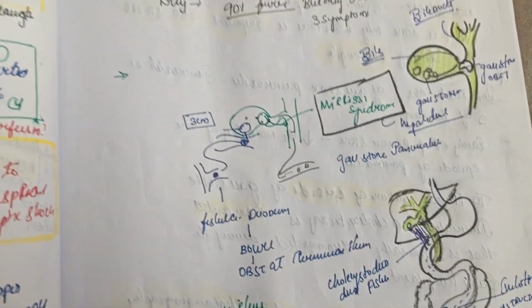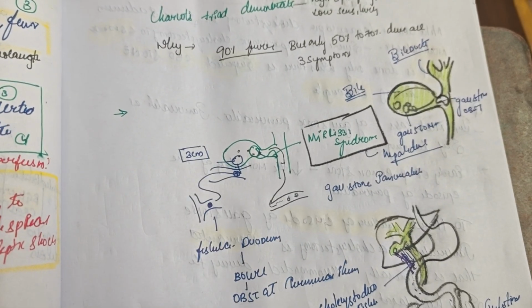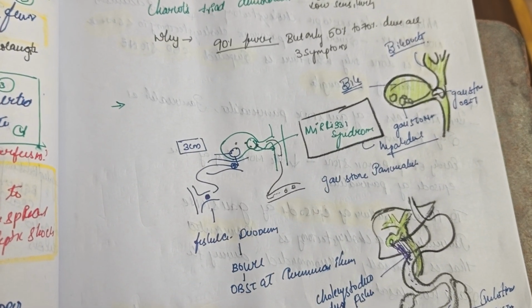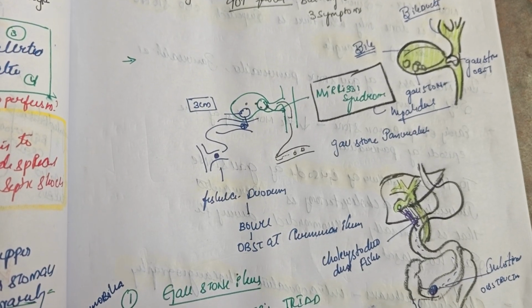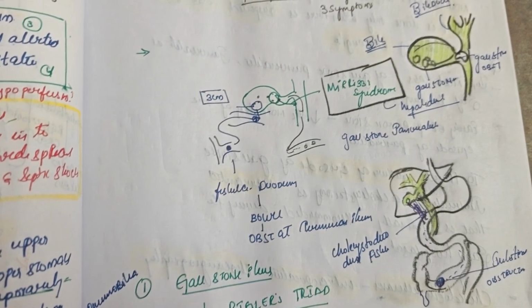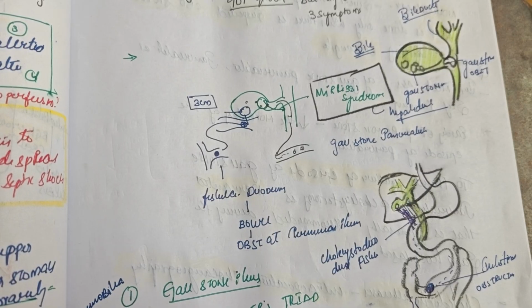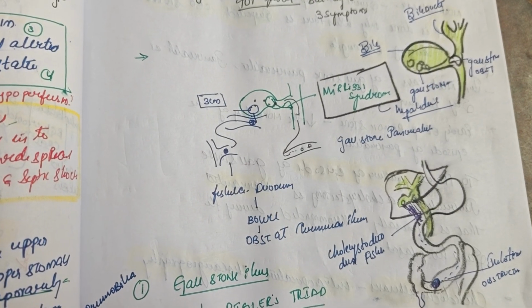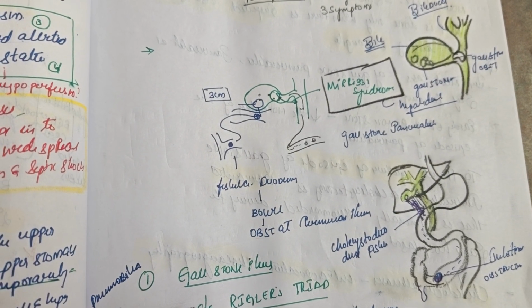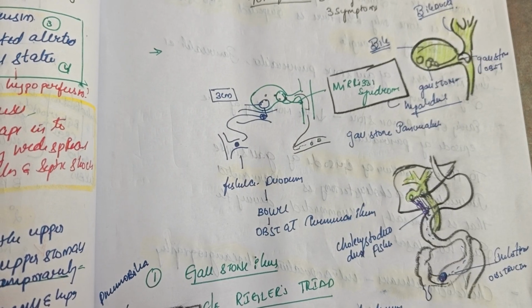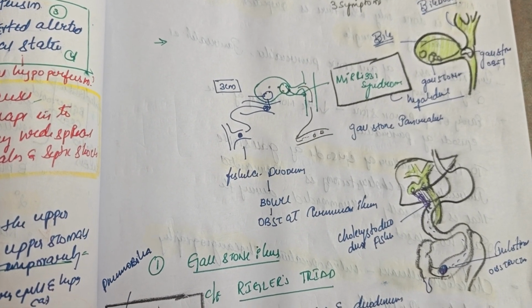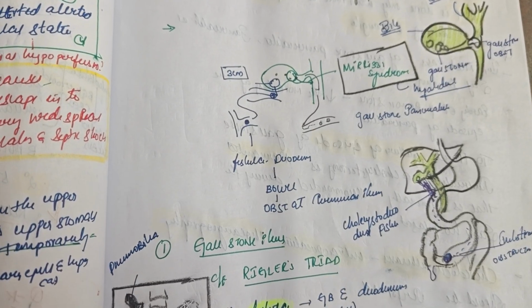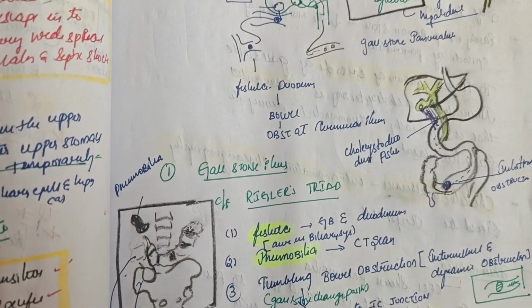Let us understand a few more complications of common bile duct stones. We have something known as gallstone ileus, and Mirizzi syndrome. We should also understand there is something known as gallstone pancreatitis. Now let us understand what is gallstone ileus.